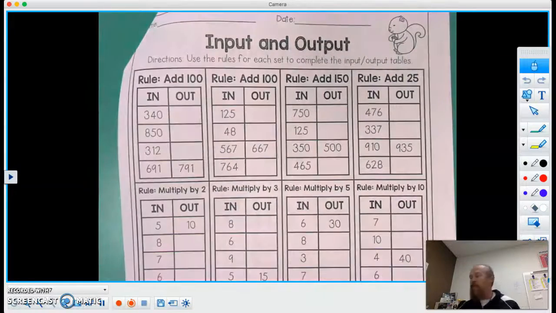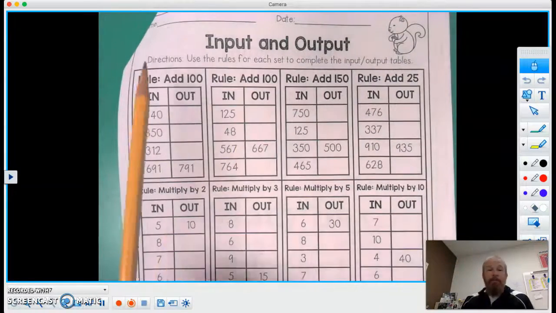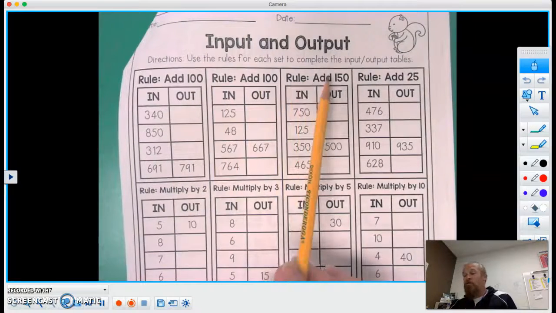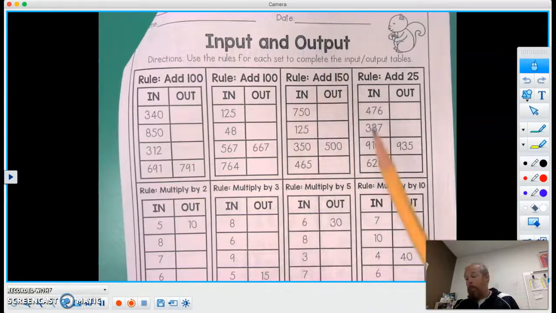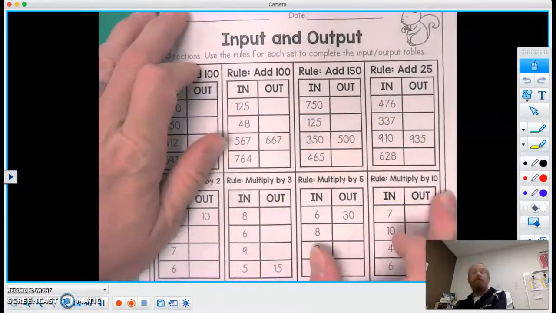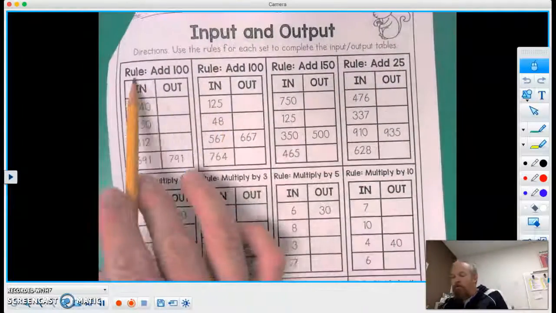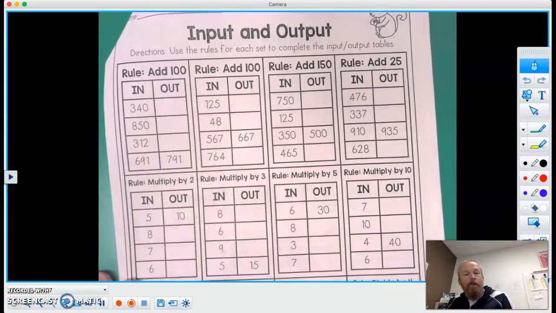Fall Math Boxes, page number 16, Input and Output. Directions: Use the rules for each set to complete the input-output tables. The old function machine, I think, is what it used to be called way back in the day. Here we go. The rule: add 100.